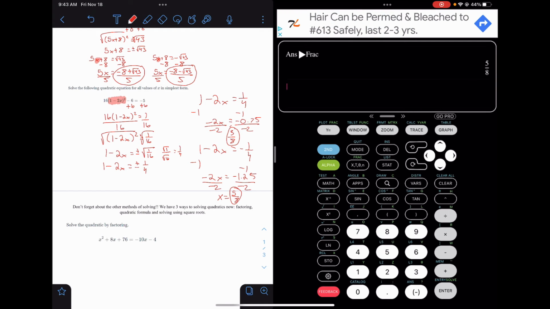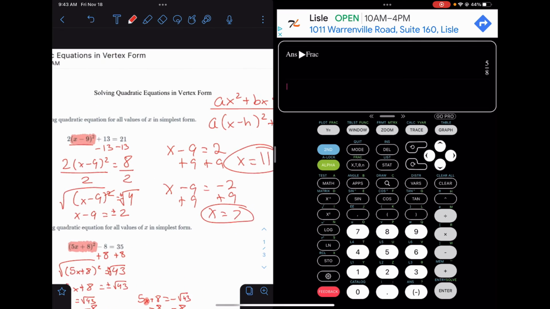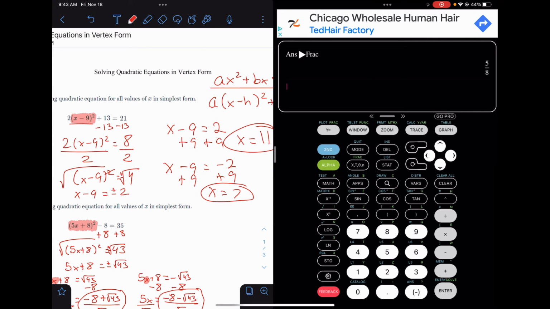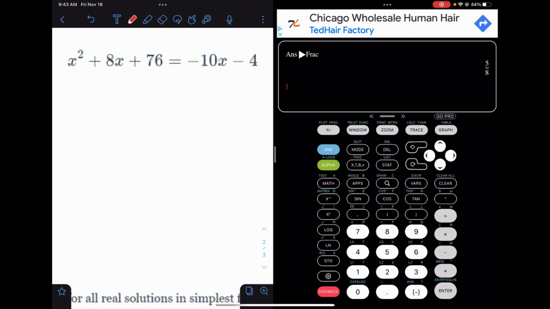All right, so again, to reiterate, today we learned how to solve quadratics when they're given to you in vertex form. We have previously learned how to solve by factoring and by using quadratic formula. So I want to kind of review these real quick.